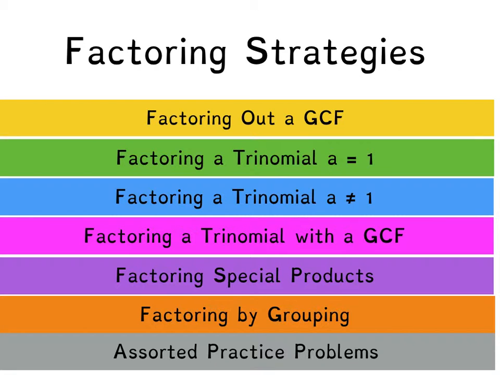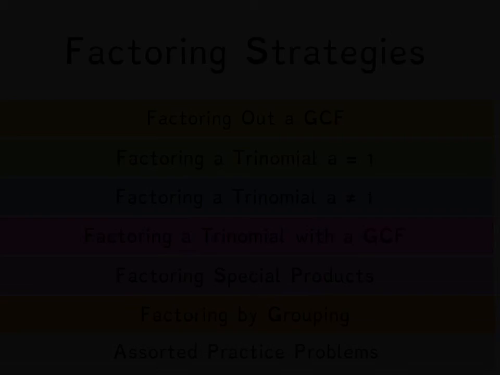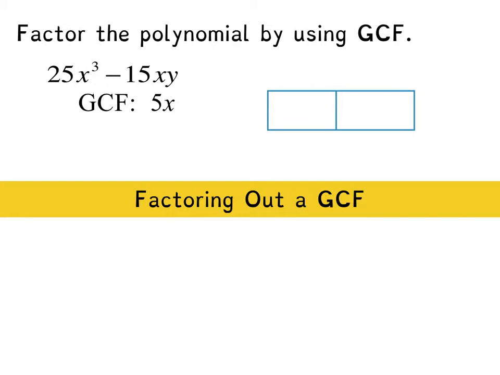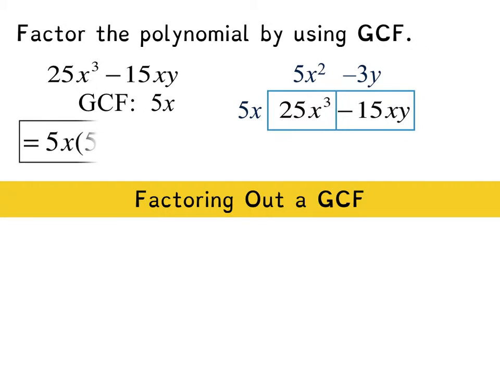In this video, we'll review the various strategies for factoring polynomials. We'll start with factoring out a greatest common factor. In this binomial, both terms have a common factor of 5x. So I'll use the box strategy, which is like an area model, to divide the original polynomial by the greatest common factor. And then I'll think 5x times what is 25x cubed, and 5x times what is negative 15xy. And I'll rewrite my original binomial in factored form.